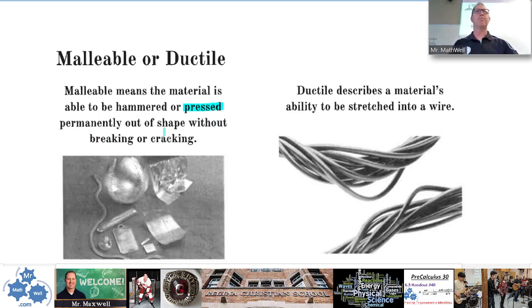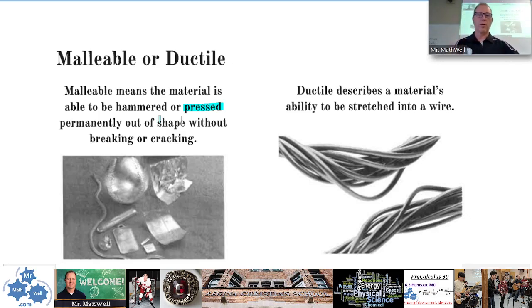So if you had a piece of plastic and you tried to hammer a piece of plastic to flatten it, it would just crack and break all over the floor. But maybe a piece of metal, you could hammer that and flatten it right out, and it wouldn't crack and it wouldn't break into 1,000 pieces. You get that?